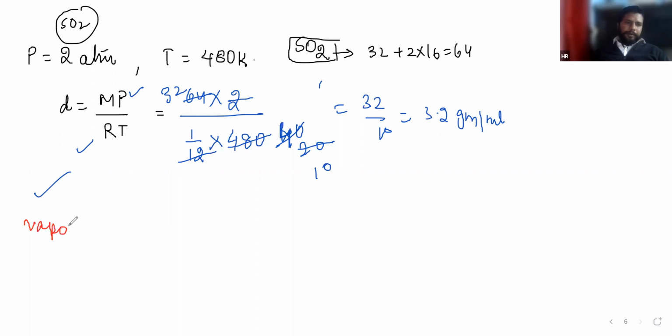And write the topic. Next, vapor density, VD.